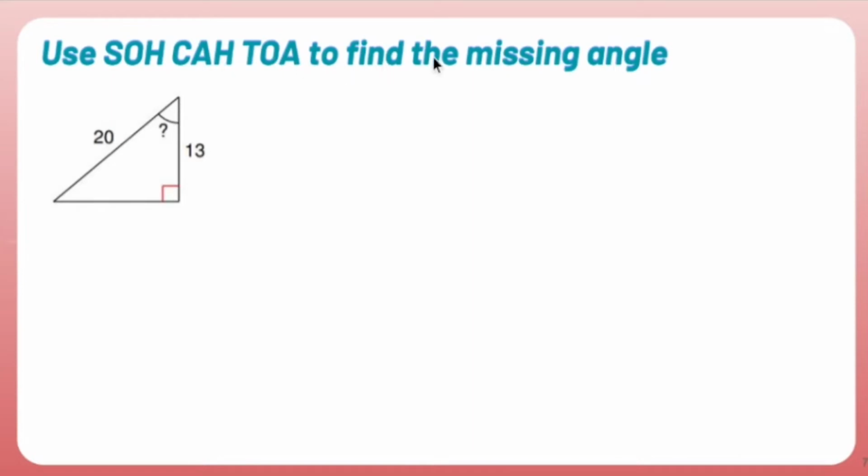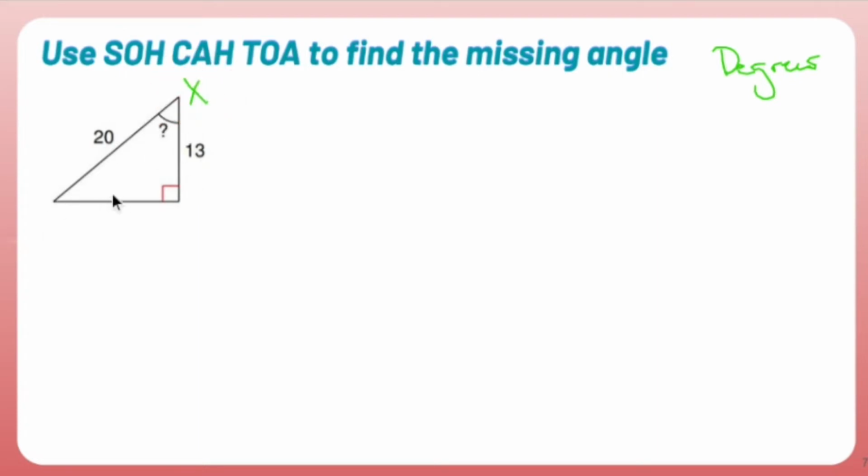Use SOH CAH TOA to find the missing angle. First things first, you're being asked to find the missing angle, and I know if we have to use SOH CAH TOA, we're going to need a calculator. So make sure your calculator is set to degrees. So if you're using Desmos, you're going to hit the little wrench and set it to degrees. If you're using a graphing calculator, make sure you go to mode and set it to DEG and not RAD. All right, I'm being asked to find this question mark right there, and I'm going to call it X.